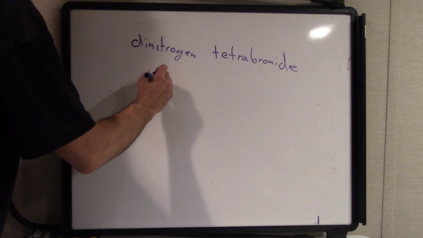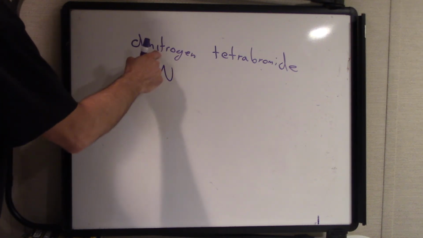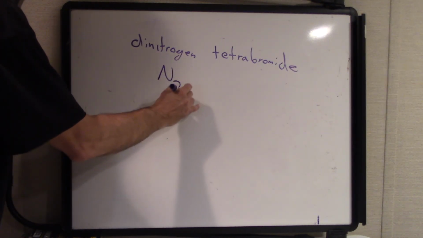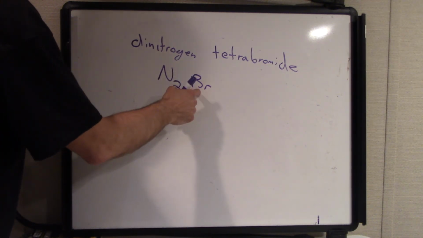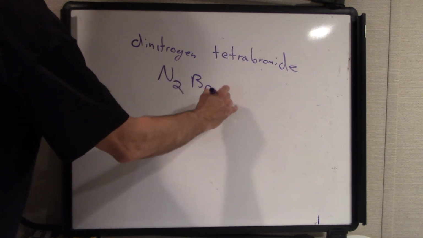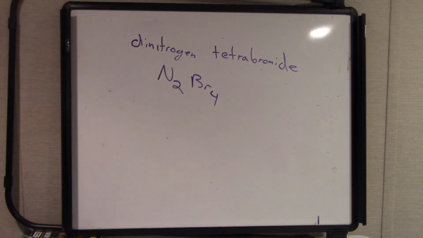So dinitrogen, so nitrogen, I have 2 of them. Bromide comes from bromine as the root, so that's Br. Tetra is 4. So I'm looking at N2Br4. Remember, here I'm dealing with a covalent compound. No ions present because those don't exist. So I wanted you to see one last one going the opposite way for these covalent compounds.